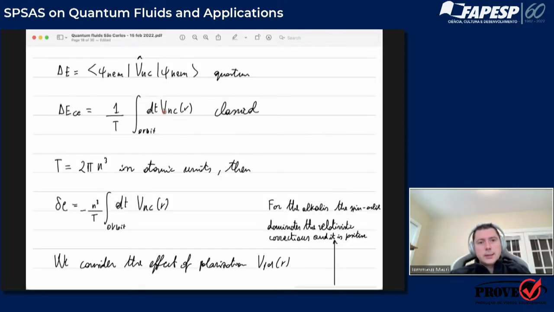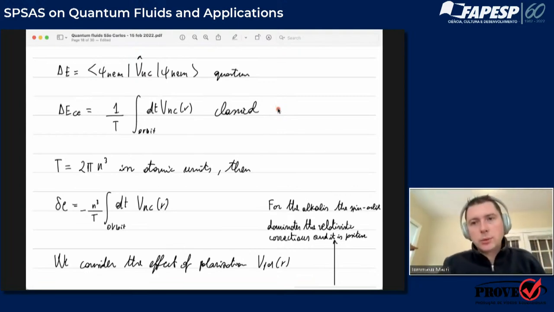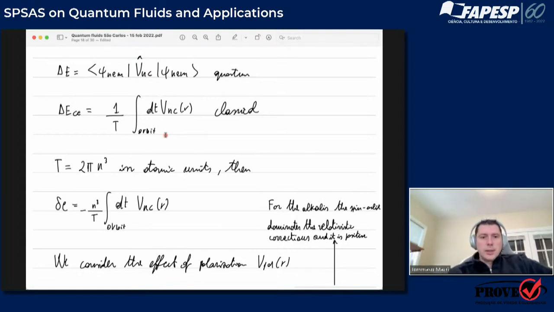Another possibility is that if n is sufficiently large, you would expect a correspondence principle to hold. And therefore, an alternative way, which I think is very suggestive, is by computing the time average of the non-Coulomb interaction over a classical orbit of the external electron around the nucleus. For this, you know that the period scales like 2 pi n cube. This is just Kepler's law. This is just classical physics. There is no quantumness in it.